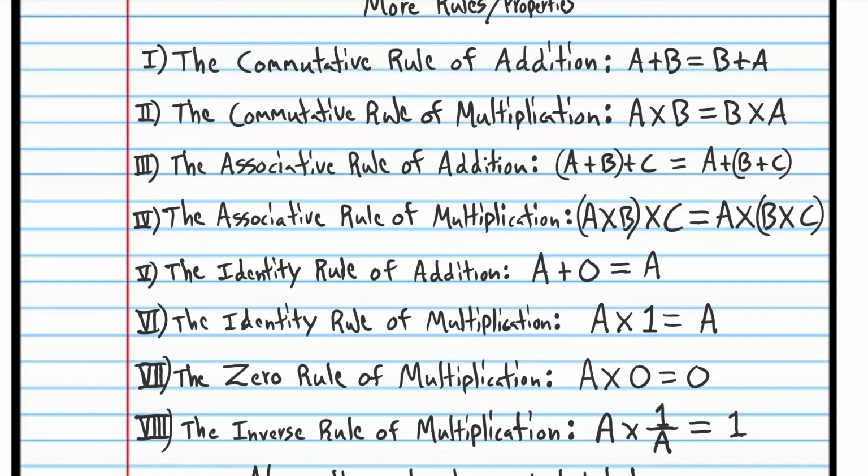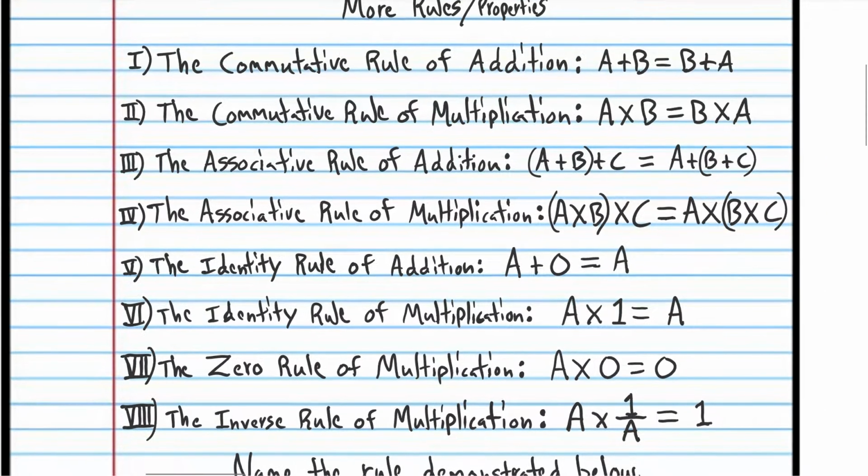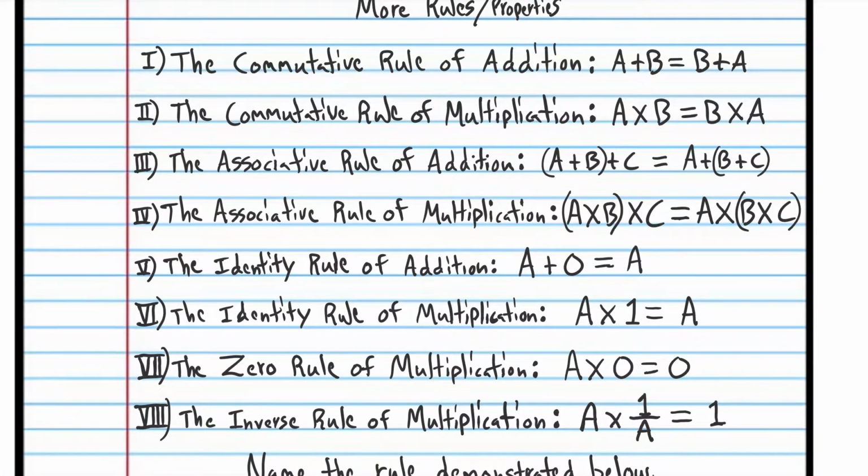So associative means to associate, or be. It means to group things together, to come together, basically. And here's the rule. You can see they look pretty much the same, the multiplication and addition rule.